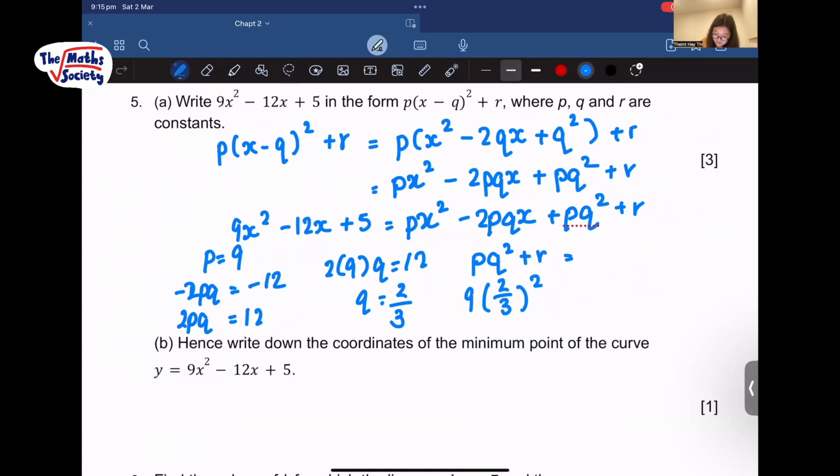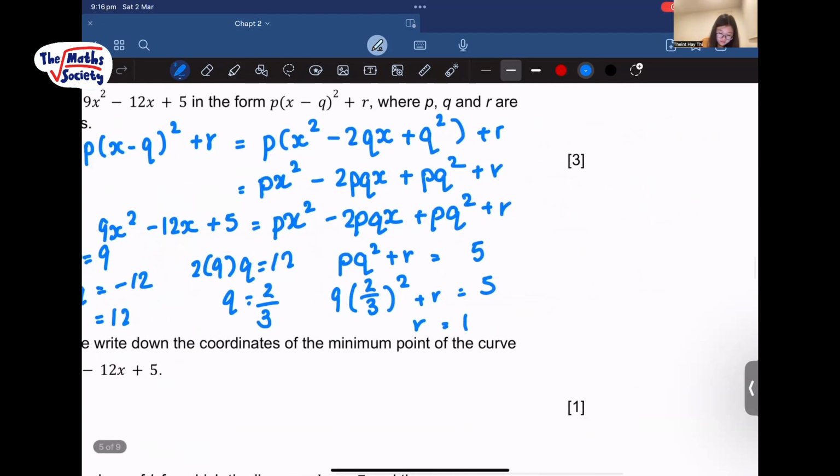plus r, which is equal to 5. So to find r, we just minus it from 5, minus 9 multiplied by 2 by 3, the whole square, and 5 minus the answer, which you'll get 1.